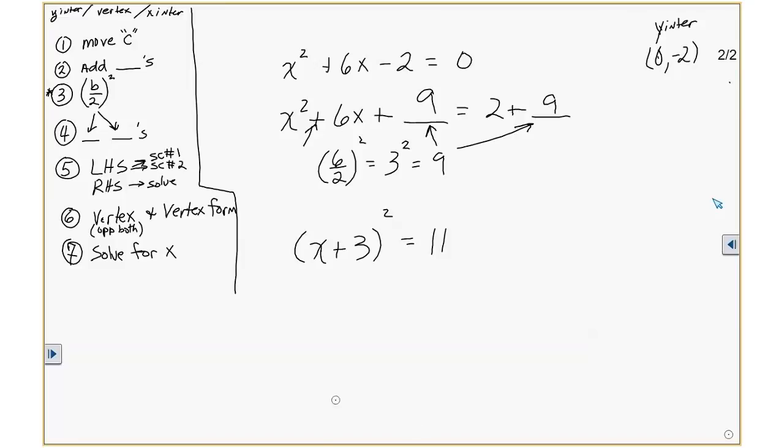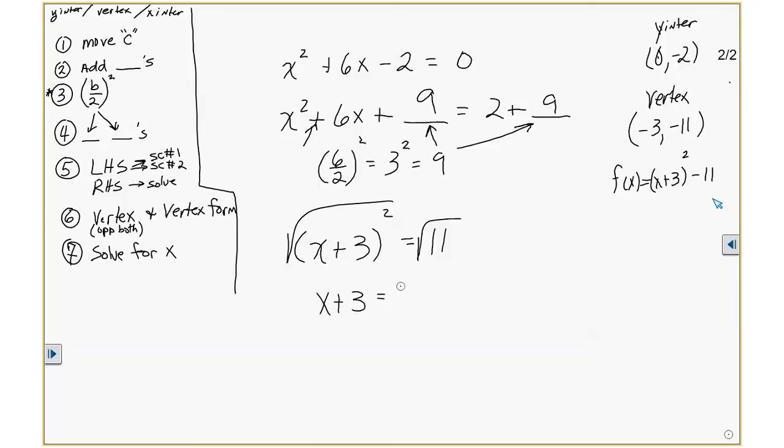Okay, my vertex is what? (-3, -11). Vertex form, I put it over here because I don't like to have it in my work. f of x is equal to x plus 3 quantity squared minus 11. Now solve it. Well, take the square root, x plus 3 is equal to positive or negative the square root of 11. I'm going to go over here to figure out the square root of 11 because I don't want to have to use my calculator. Because completing the square, you're not supposed to use a calculator.